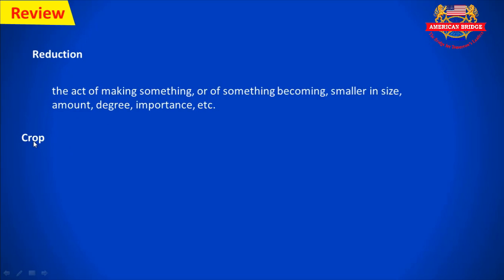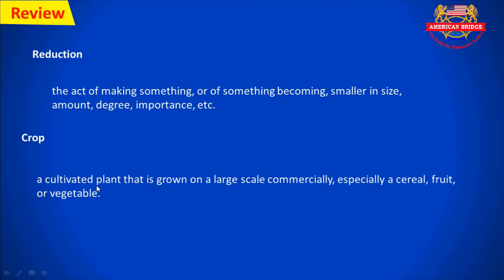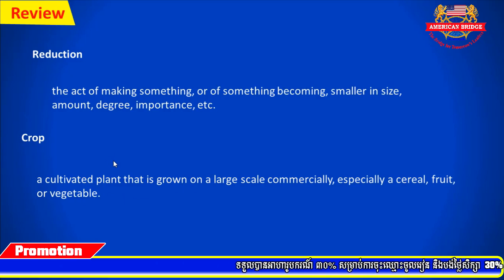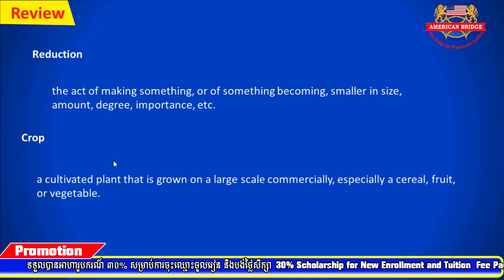And the next one, the word crop. Crop here is a noun, not a verb. Crop here refers to a cultivated plant that is grown on a large scale commercially, especially a cereal, fruit, or vegetable. And anyway, the word crop, as a verb, means to trim or to shape, like in a photograph, when you want to shape it.